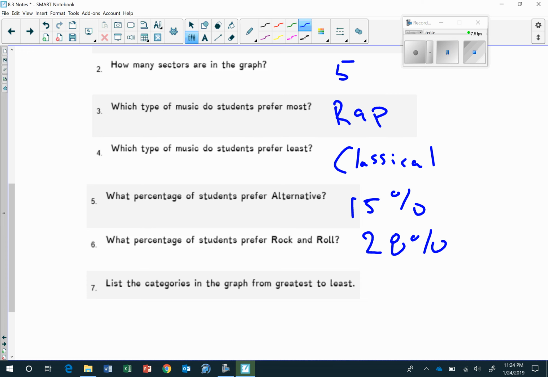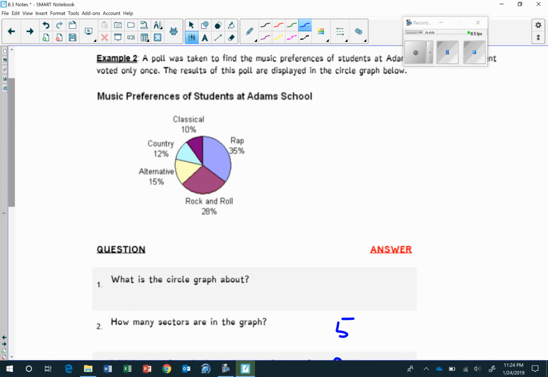And now it says, list the categories in the graph from greatest to least. If you follow our circle graph this way, you can see from greatest to least: rap, rock and roll, alternative, country, and classical. So circle graph, pretty easy to read there.